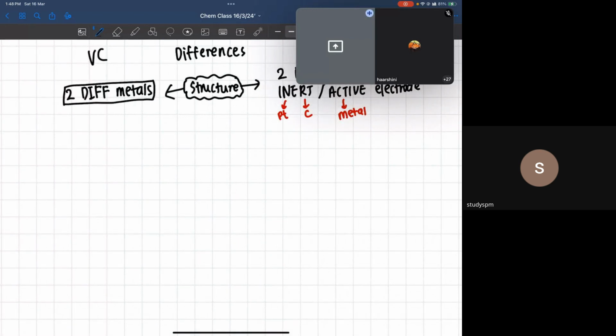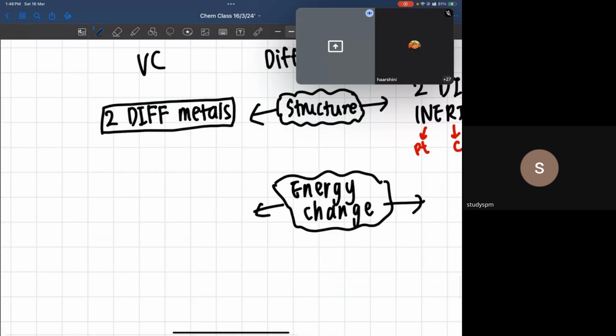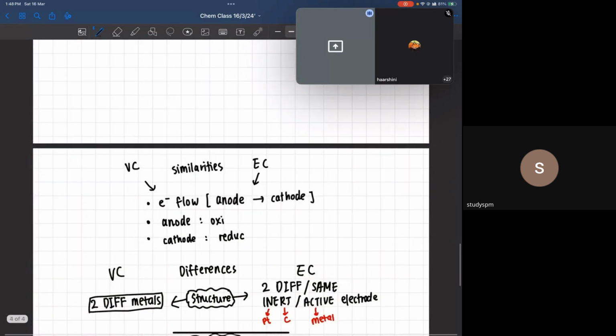And we move on to energy change. This is the part that is very important when you want to score in CAPA. Energy change. Okay, this one for voltaic cell, chemical energy. Chemical energy means it undergoes a chemical reaction, and then it will produce energy.